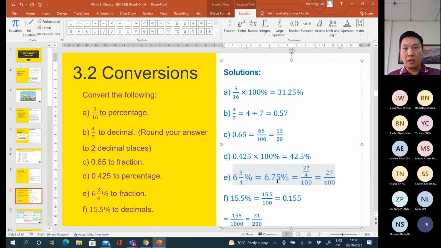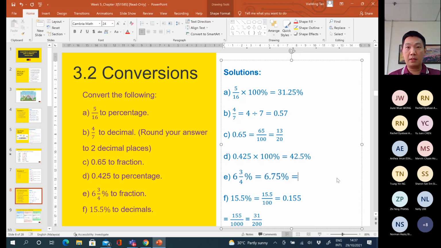6.75%. How to get 0.75? Because 3 divided by 4 is 0.75. I'll do like this. 6 and 3 over 4% means 6.75%. Are you okay with this one? 6.75%. 3 divided by 4, you'll get 0.75.